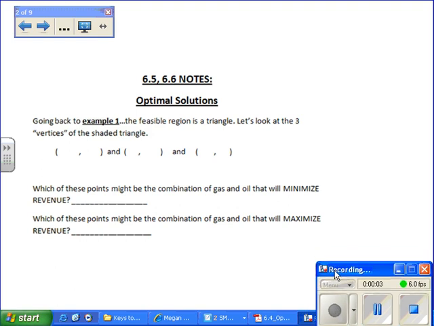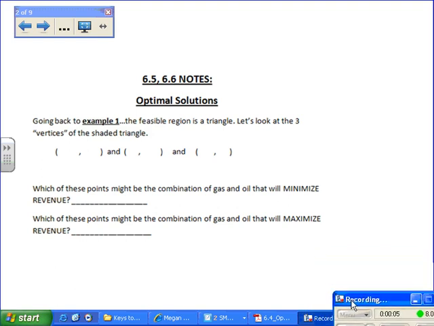Hi everyone, welcome to our last online lesson for chapter 6. We are in our notes, in the section called 6.5 and 6.6 together, and we're looking at optimal solutions.